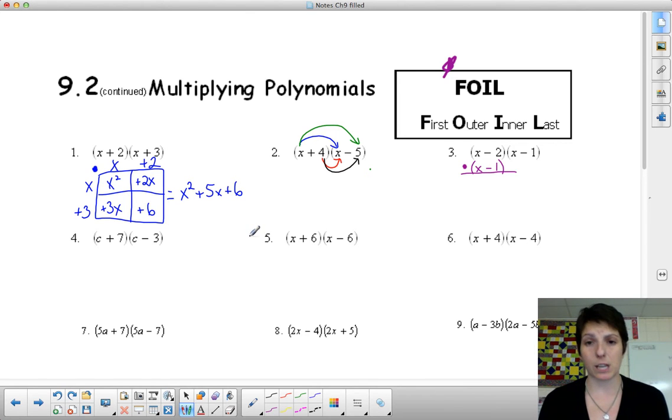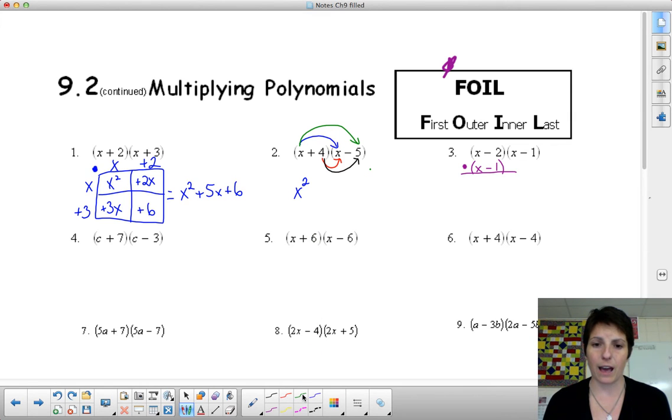The second thing we talked about was the old school version, using all the arrows and doing it as a double distribution. It's still a binomial times a binomial. It still requires 4 multiplications and then combining like terms. So that F in FOIL technically stands for the word first. We take the first term of a binomial times the first term of the binomial. So x times x is x squared.